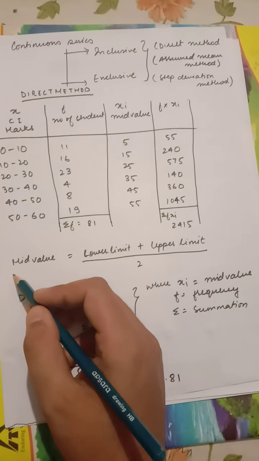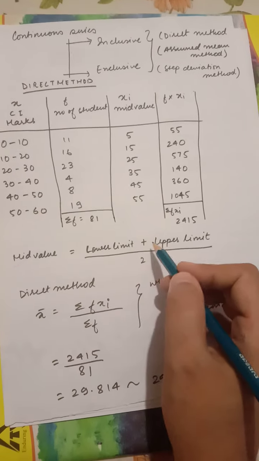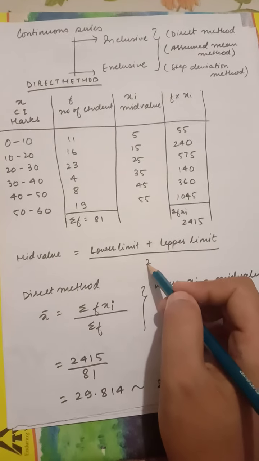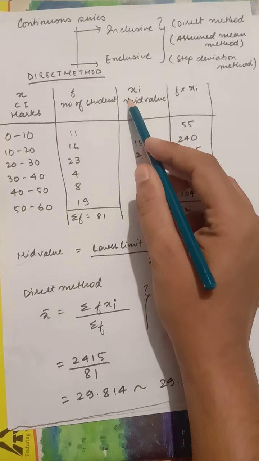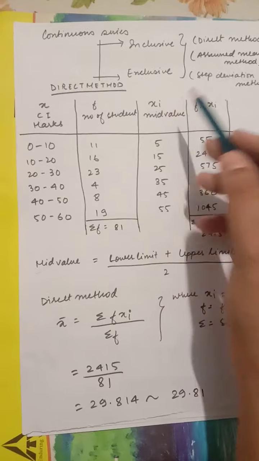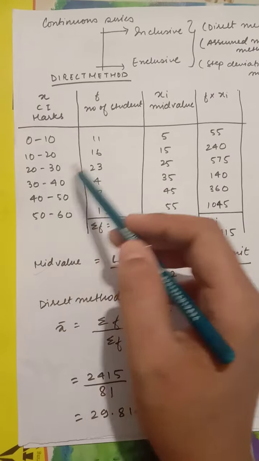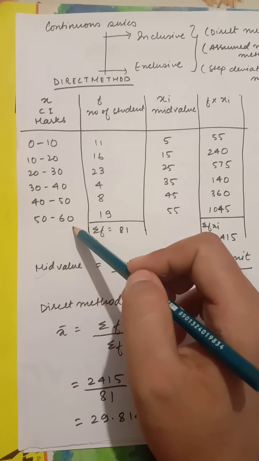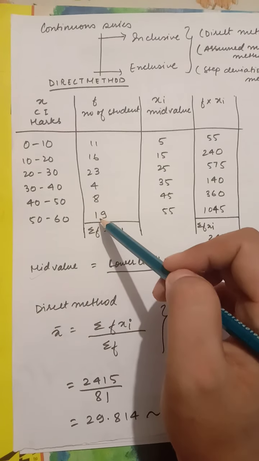What is the mid value? It is the sum of the lower limit plus the upper limit, divided by 2. That gives the mid value, which is denoted by xi. Here we have a question with marks of 0 to 10, 10 to 20 and so on up to 50 to 60, and the number of students, that is the frequency, is given.